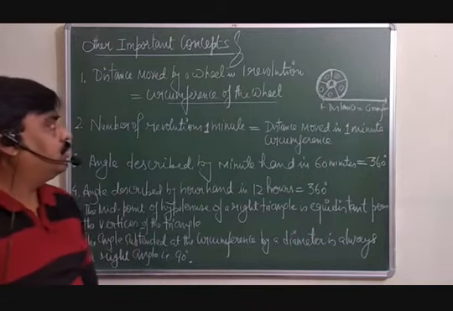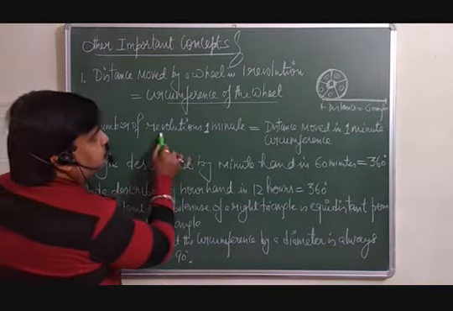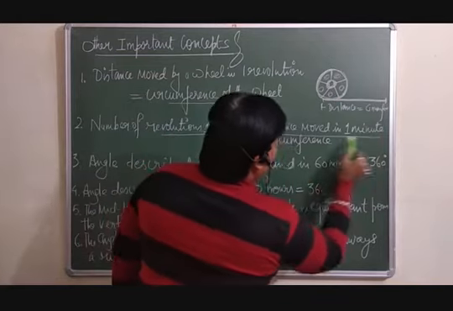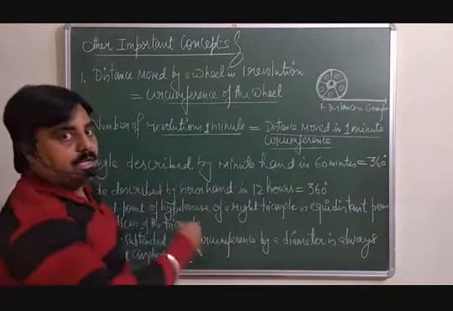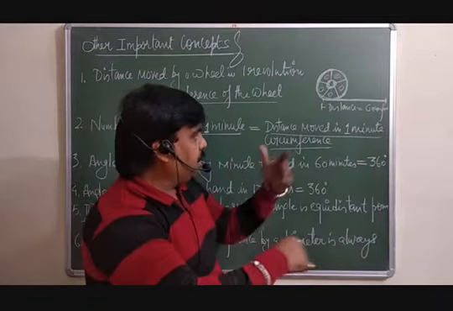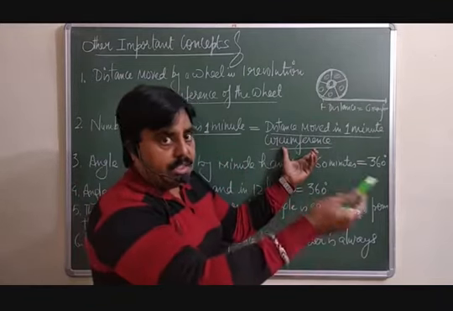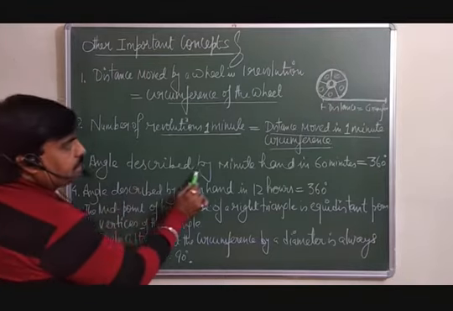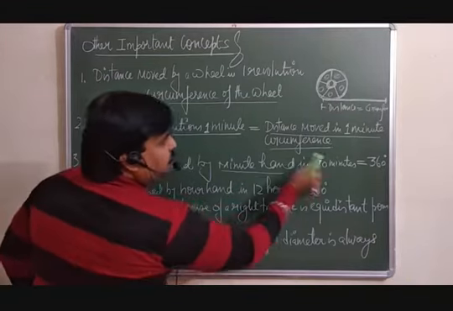in one revolution. Number of revolutions in 1 minute you want to calculate, that is the distance moved in 1 minute over the circumference. In 1 minute, how many circumferences' worth of distance he covered, that will give the number of revolutions. Angle described by a minute hand in 60 minutes.